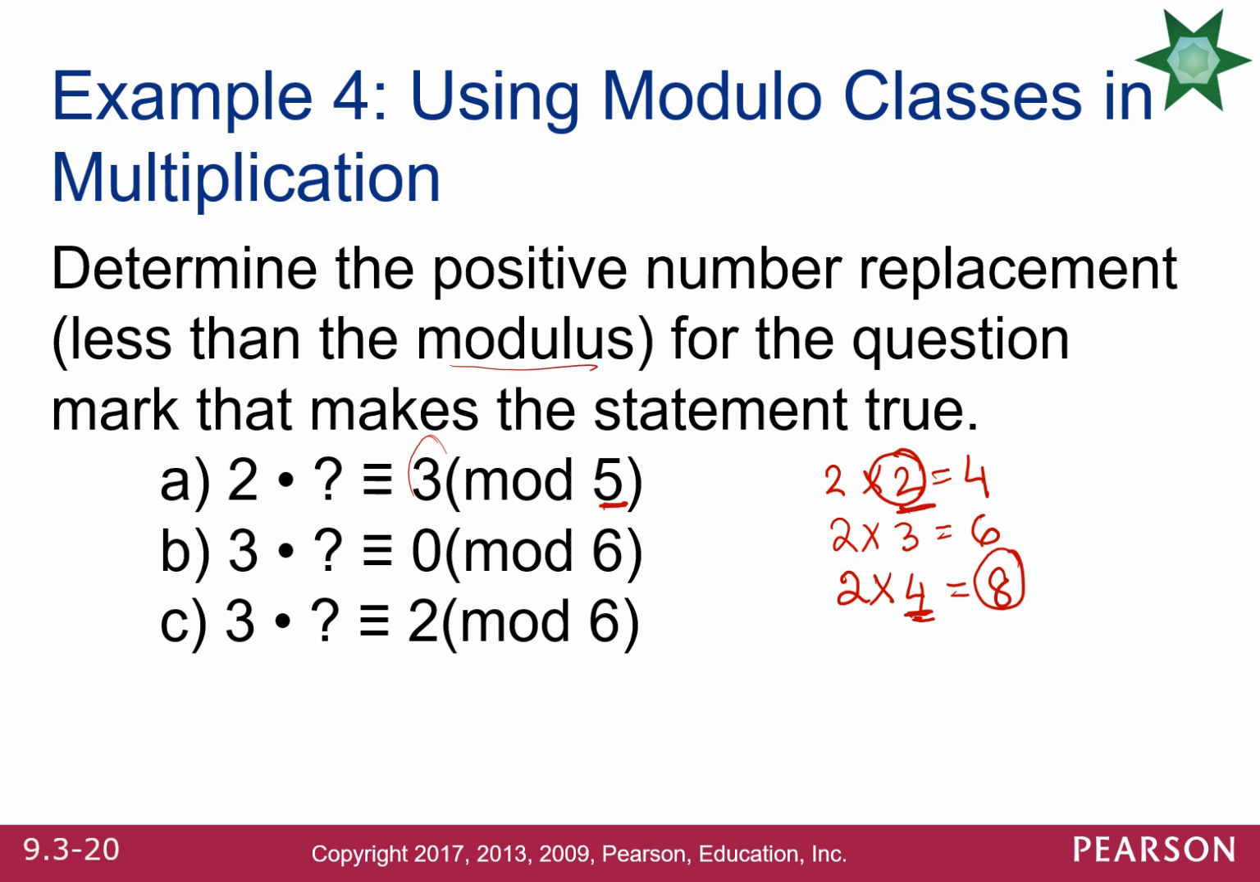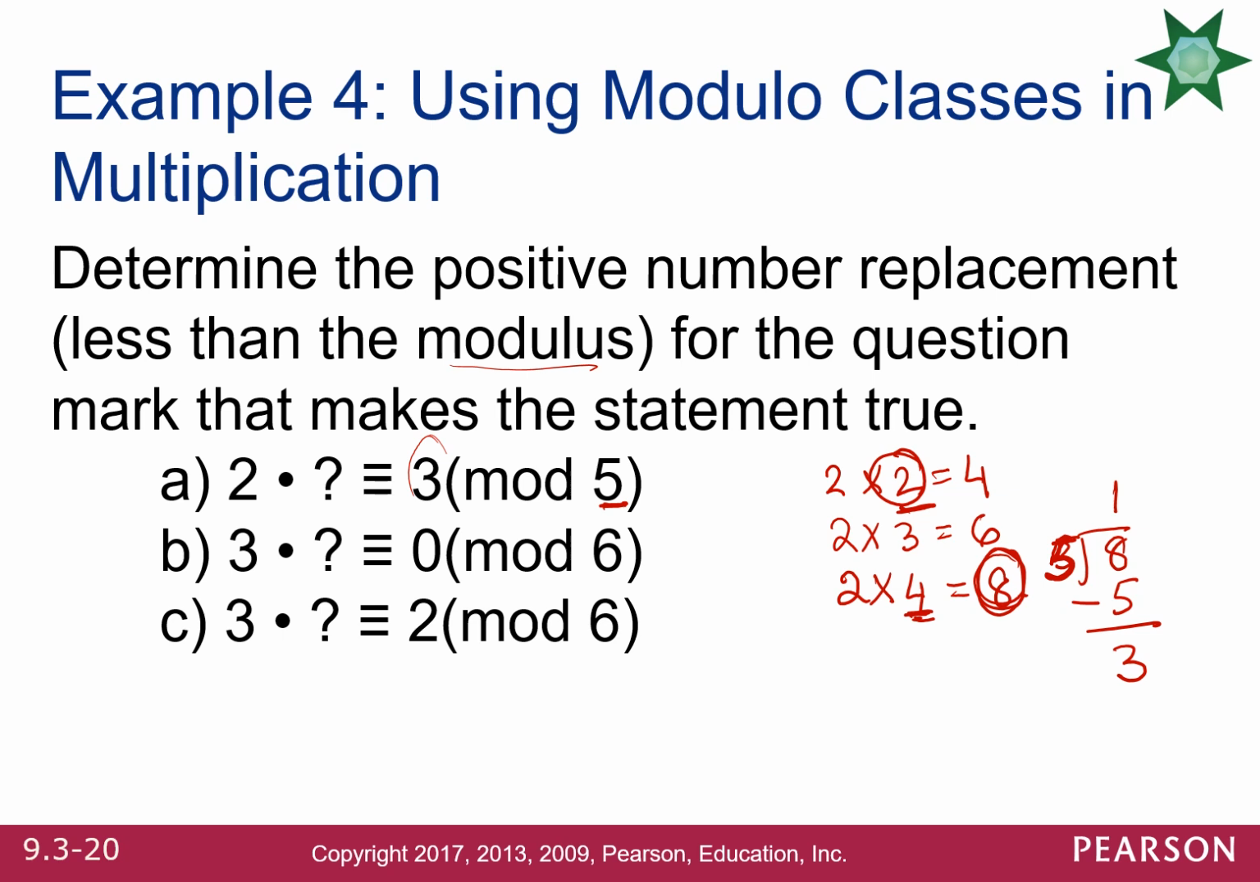However, we have to take this value 8 divided by 5 and see if we get a remainder of 3. So 8 divided by 5, all right? 5 is what we are dividing by, the modulus. So 8 divided by 5, 1 goes into 8 one times. 8 minus 5 is a 3.